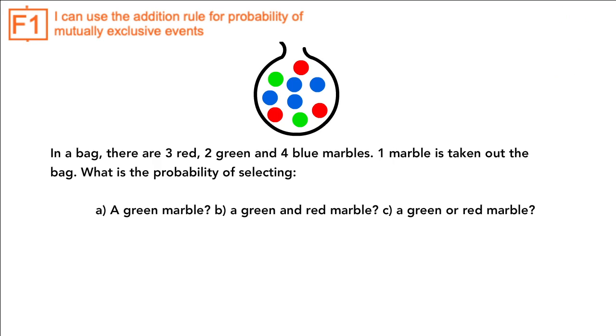The first question is straightforward. In the bag, there are a total of 9 marbles. Out of the 9, 2 are green. Therefore, the probability that the one marble selected is green is 2 over 9.